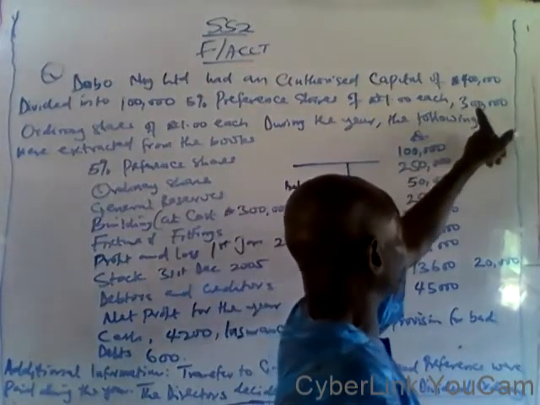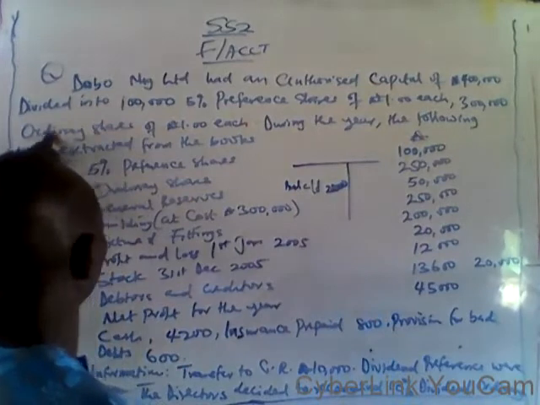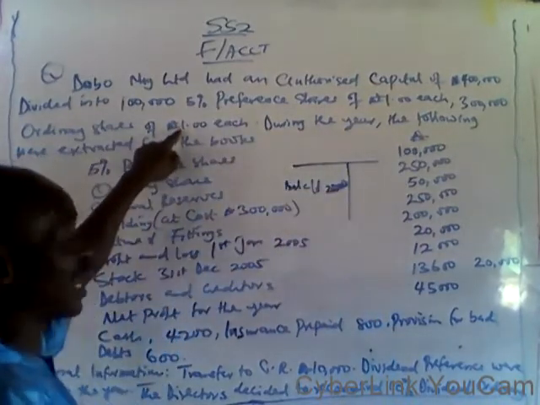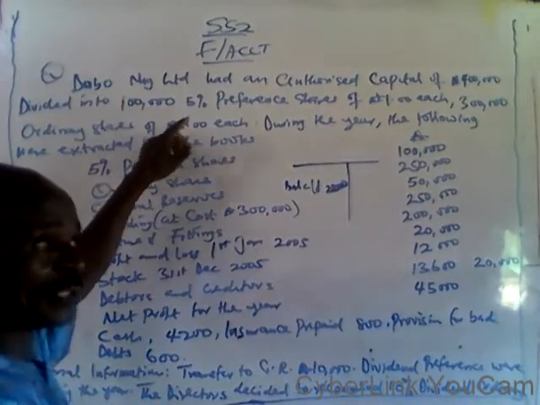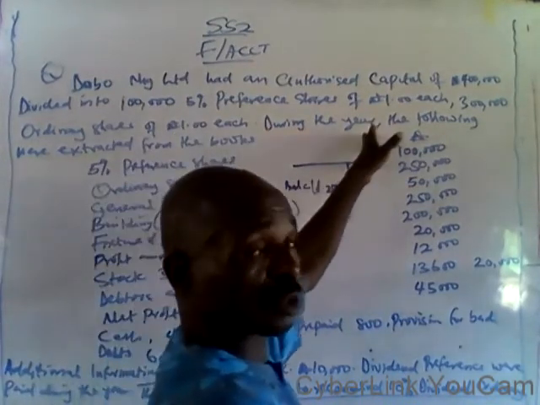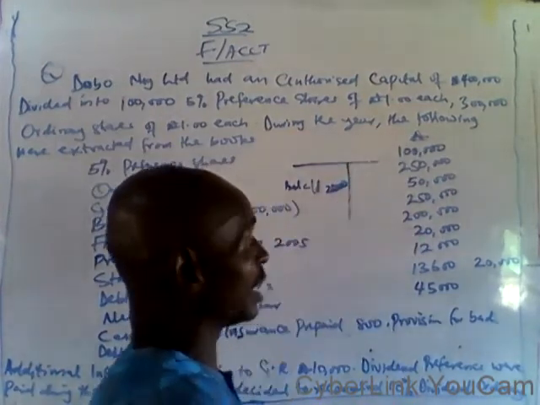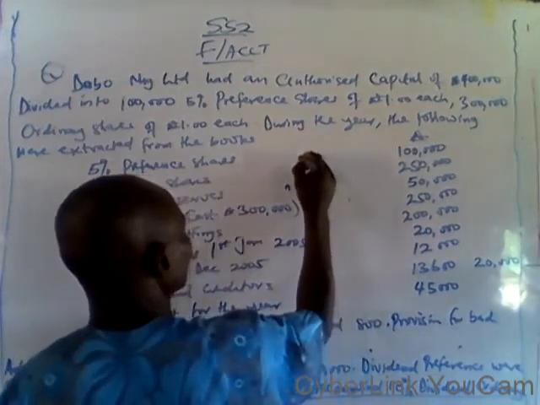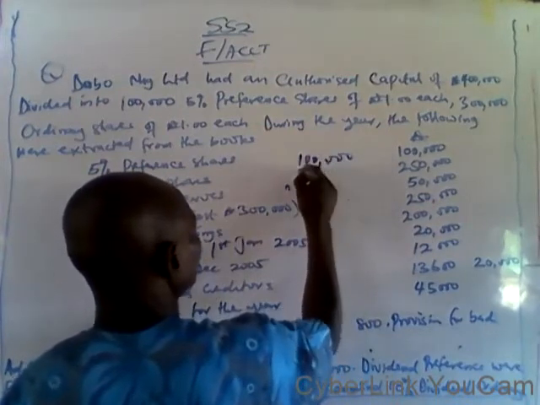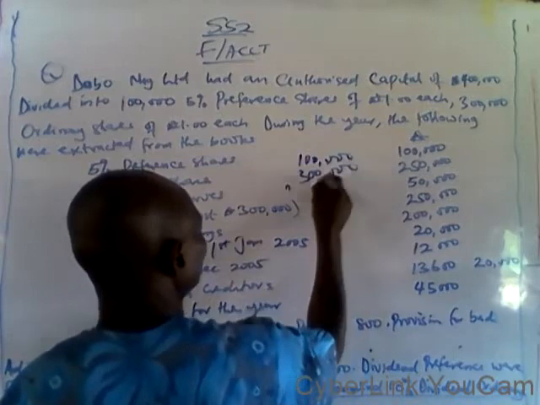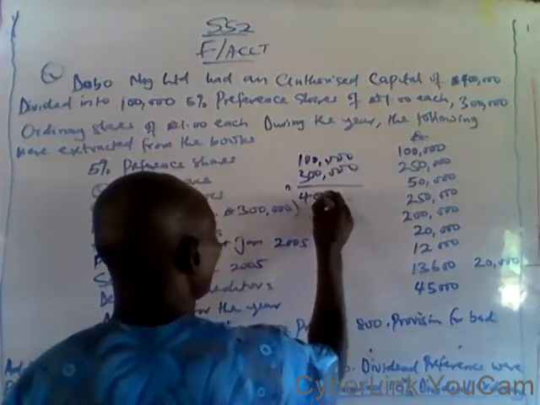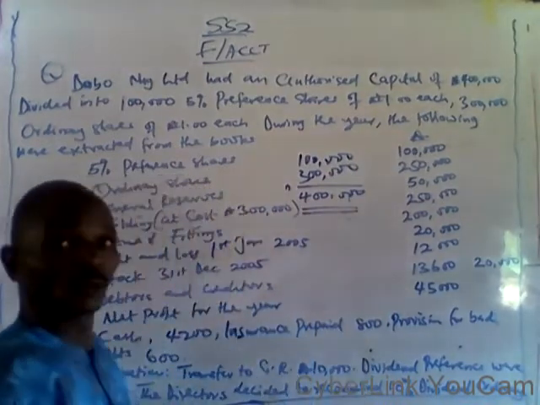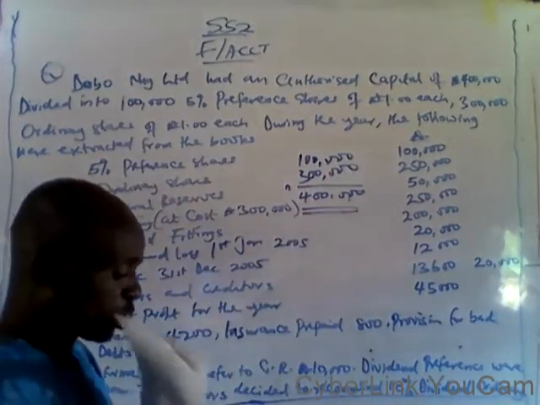Ordinary, you write it like this: 300,000 ordinary shares of 1 naira each. And that 300,000 multiplied by 1 naira will give us 300,000. You write the 300,000 under the naira column and add it together. The first one is 100,000 and the next is 300,000, and you add them together to have 400,000. Then you close it like this.